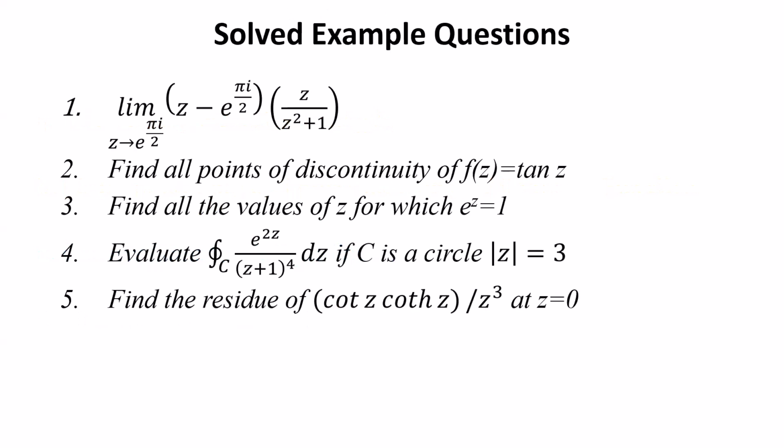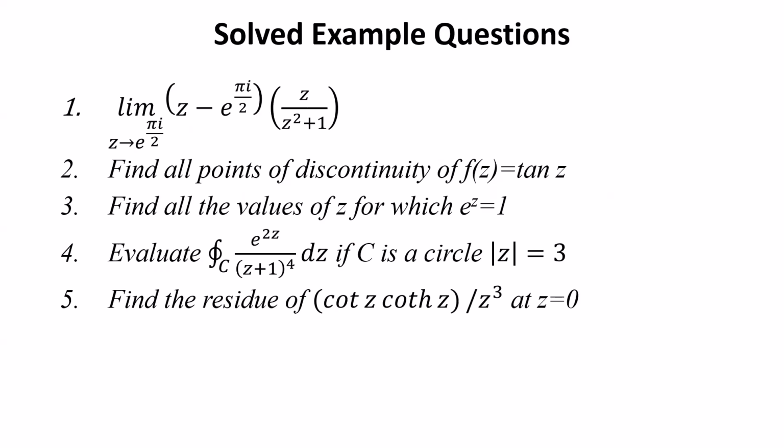One, we have to find the limit of (z minus e^(πi/2)) times z over (z squared plus 1) as z approaches e^(πi/2). Two, we have to find all points of discontinuity of f(z) equals tan z. Three, we have to find all the values of z for which e^z equals 1.